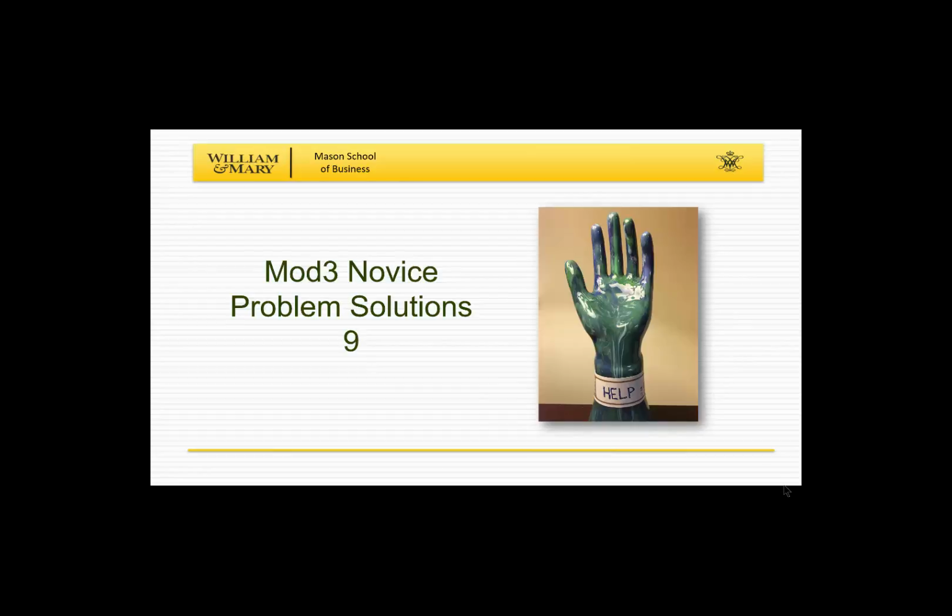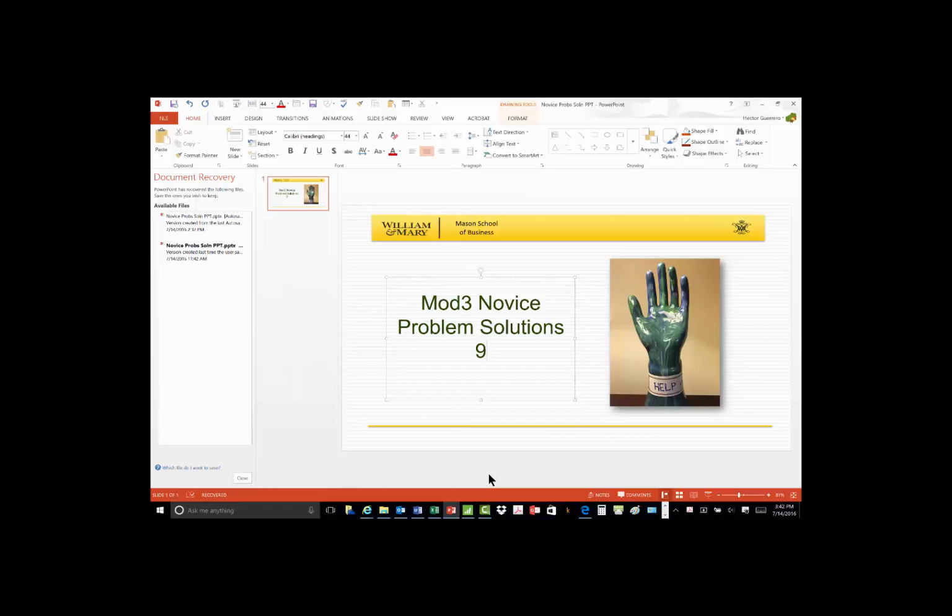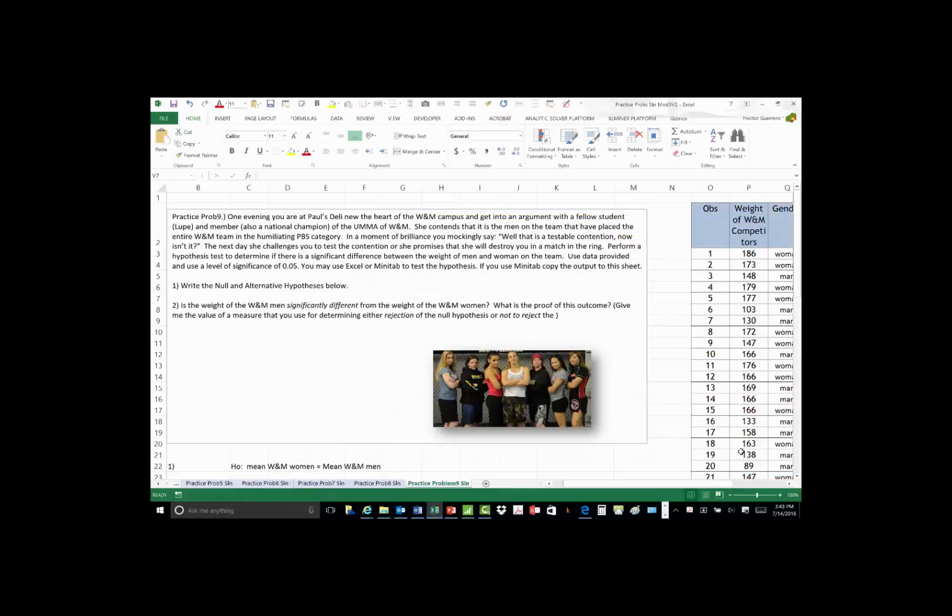We're in Module 3, Novice Problem Solutions, and we're going to look at 9 now. 9 is the last of our hypothesis testing problems. Just as a reminder, remember now that hypothesis testing is about asking questions about a statistic from the data that we have and comparing it to a statistic of a population. In most cases, or often it's the case that those statistics are means or proportions or sometimes standard deviations.